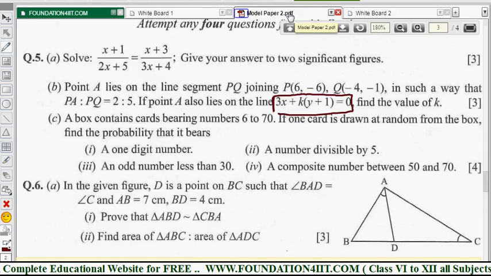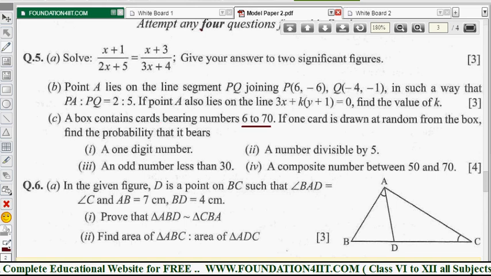And next one is probability. Let me see this question here. In this, a box contains cards bearing numbers 6 to 70: 6, 7, 8, 9, and so on till 70. If one card is drawn at random from the box, find the probability that it bears: first, a one digit number; second, a number divisible by 5; third, an odd number less than 30; fourth, a composite number between 50 and 70.